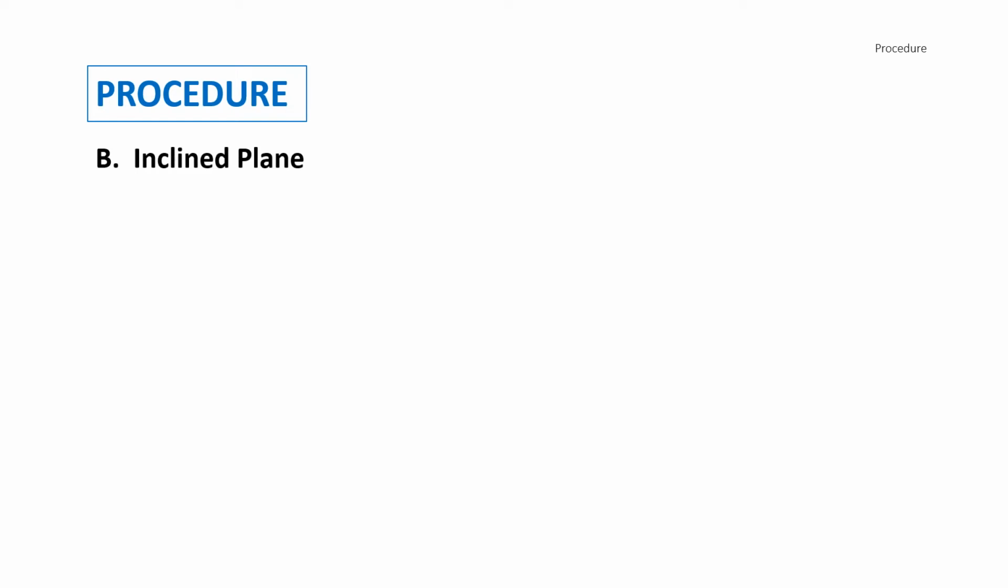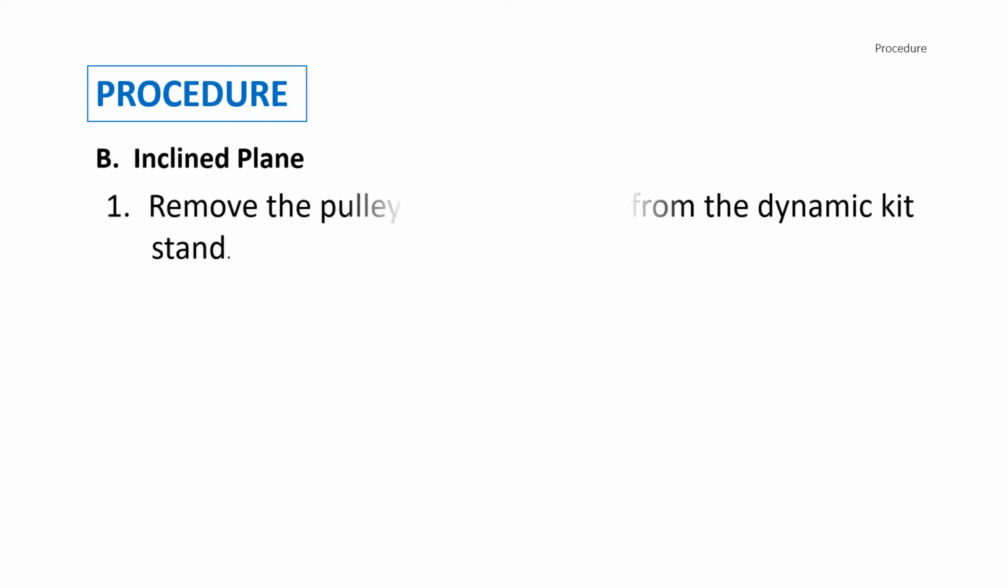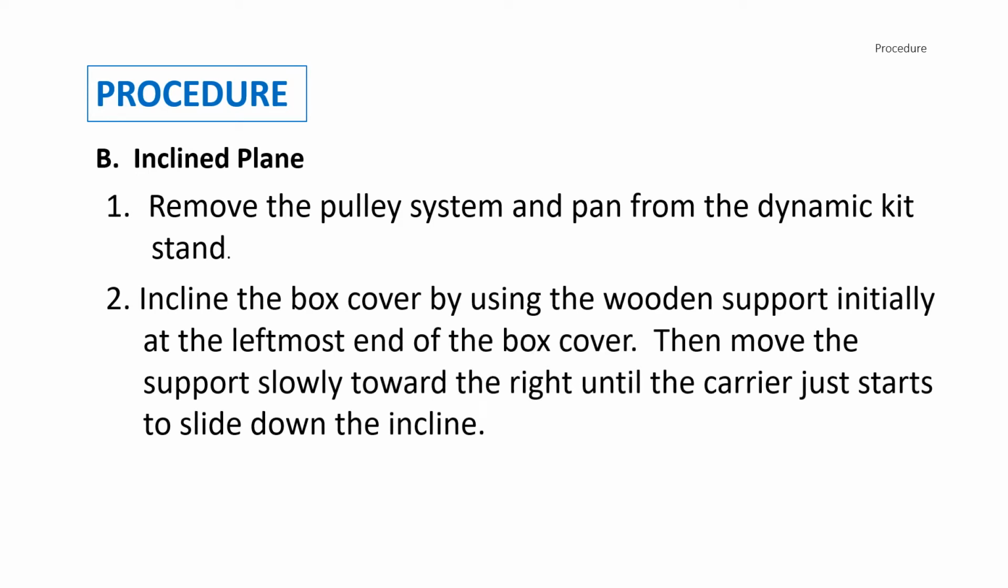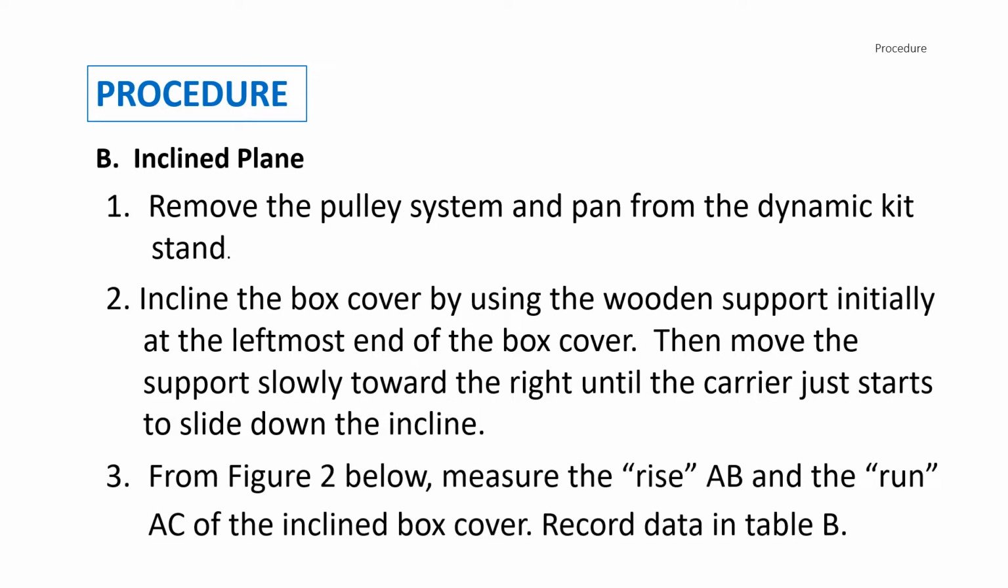Part B. When the surface is inclined. Remove the pulley system and pan from the dynamic kit stand. Incline the box cover by using the wooden support, initially at the leftmost end of the box cover. Then move the support slowly toward the right until the carrier just starts to slide down the incline. From figure 2 below, measure the rise AB and the run AC of the inclined box cover. Record data in Table B.